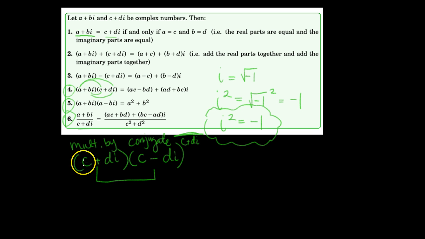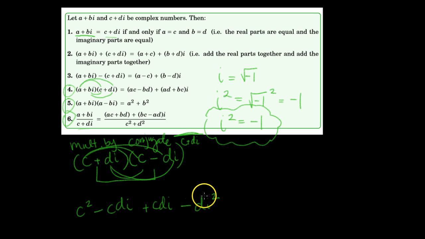So if we FOIL this out, what's happening is c times c is c squared, c times minus di is minus cdi, and this times this is plus cdi. And this times this is di squared, and it's minus di squared. d times d is d squared, times i. So then I'm left with, see how these cancel out. That's also the difference of squares, if you recall, x plus y times x minus y, and if you FOIL that out, that's just x squared minus y squared.